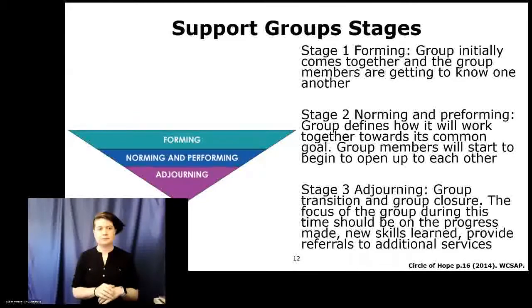Stage 2 is the norming and performing phase. This is when participants start becoming more comfortable around each other and start to form a group identity. This is also the stage where some conflicts might arise in the group as each person starts to learn each other and their communication styles. It's important during this stage that the facilitator encourages the participation of all group members and is careful not to allow individual participants to control the flow of the group.